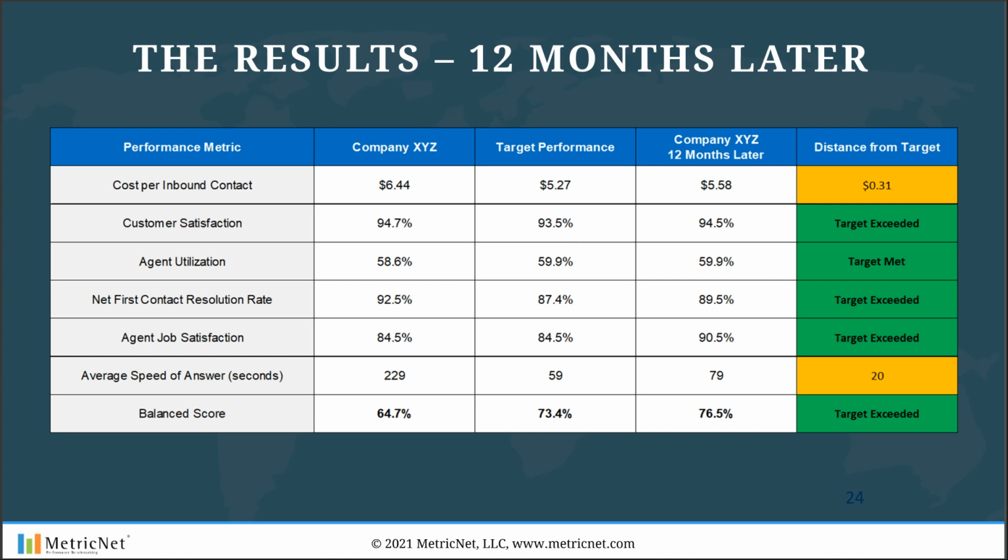12 months later, their performance target was 73.4%. 12 months later, they were at 76.5%. So they actually exceeded their balance score target because they did so well on customer satisfaction, first contact resolution rate, and agent job satisfaction. Even though they missed their target on cost per contact, they missed their target on ASA, they more than made up for it on customer satisfaction, first contact resolution rate, and job satisfaction. So they exceeded their performance target for the balanced scorecard.